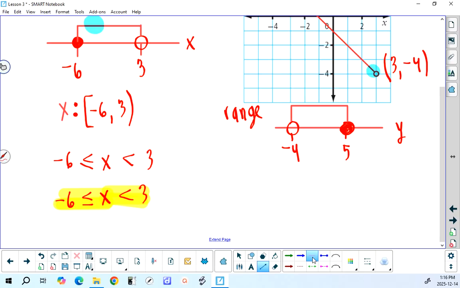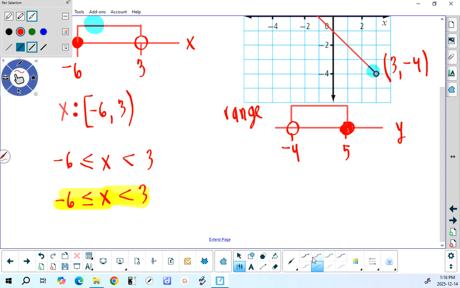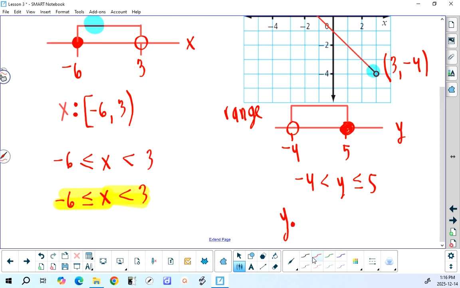Of course, what I can do is write the following. I can write -4 is less than y, which is less than or equal to 5. Or I can write y is the set of numbers between -4 and 5. Y cannot be equal to -4, so we use a round bracket where it's not equal to, and y can be equal to 5, so that's where we use a square bracket.